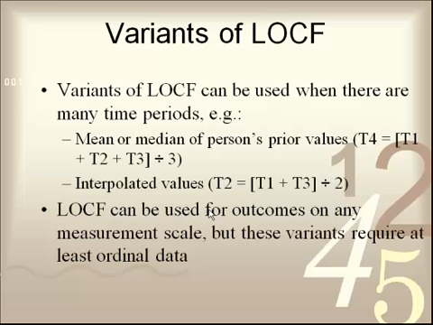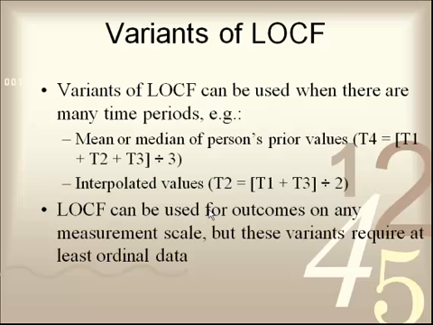So obviously there are some errors that could occur just in that alone. There are some variations of a last observation carried forward, and that can be used when there are many time periods. So for example, you might use the mean or the median of a person's prior values, so at time 4, let's say you wanted to look at time 1, time 2, and time 3 divided by 3. So you're actually taking the mean of the last observations. That could also come into play. Or maybe it's an interpolated value where we have values for time 1 and time 3, but we don't for time 2. You take time 1 and time 3's values, add those together and divide to get time 2.